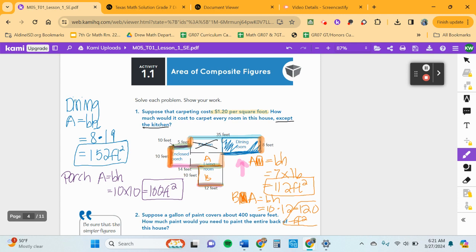Now it is time to add it all up. Go ahead and add it all up, and your answer is going to pop up on the screen once you are done. Take about 1 minute. Set a 1 minute timer. Pause here.